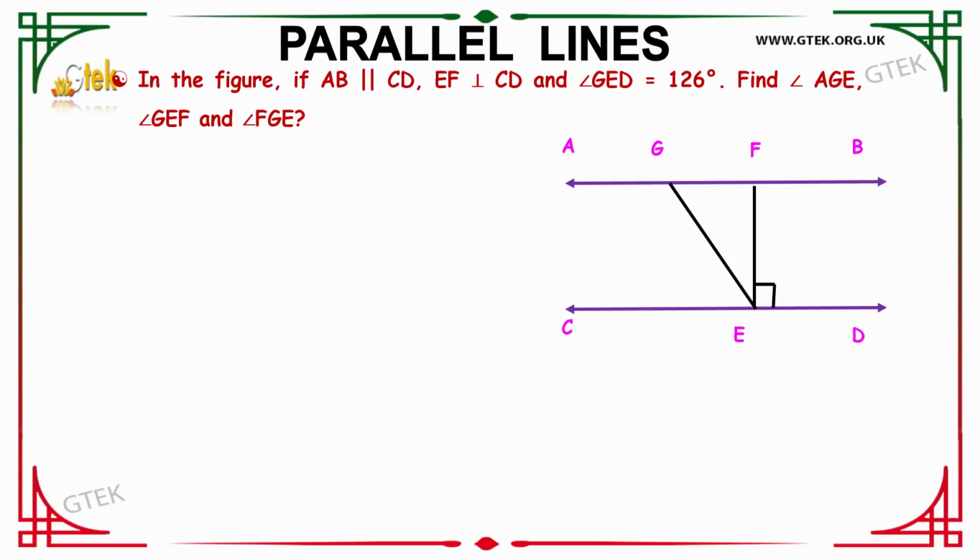Let's go with the next example. In the figure, AB is parallel to CD, EF is perpendicular to CD, and angle GED is 126 degrees. We have to find angles AGE, GEF and also FGE. Let's go with the solution.